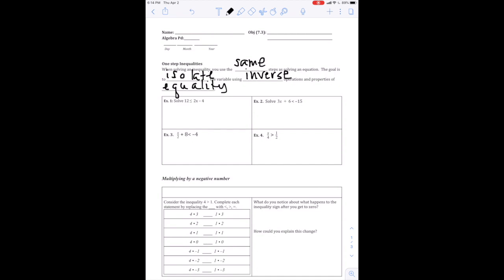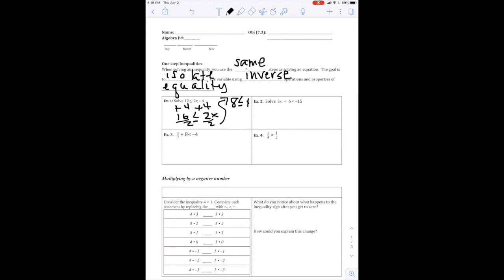Okay, let's look at these four examples. First one, we have a -4 on the right, so I'm going to add 4 to both sides because my goal, as usual, is to isolate the variable. So then I end up with 16 less than or equal to 2x. Divide both sides by 2. And my answer is 8 is less than or equal to x. It's kind of a sloppy x, but it is an x nonetheless.